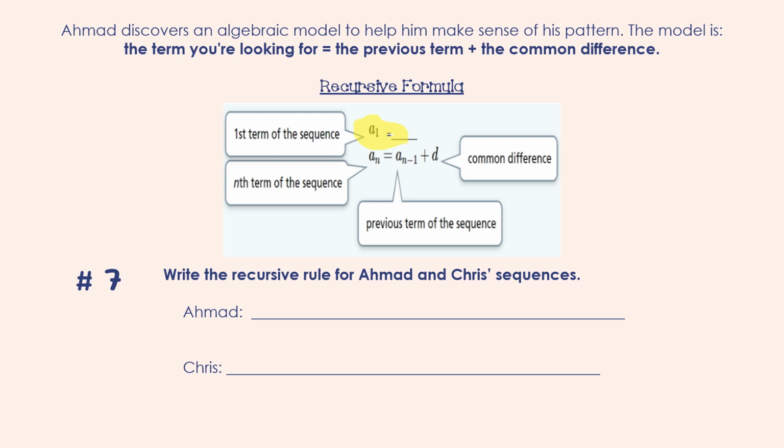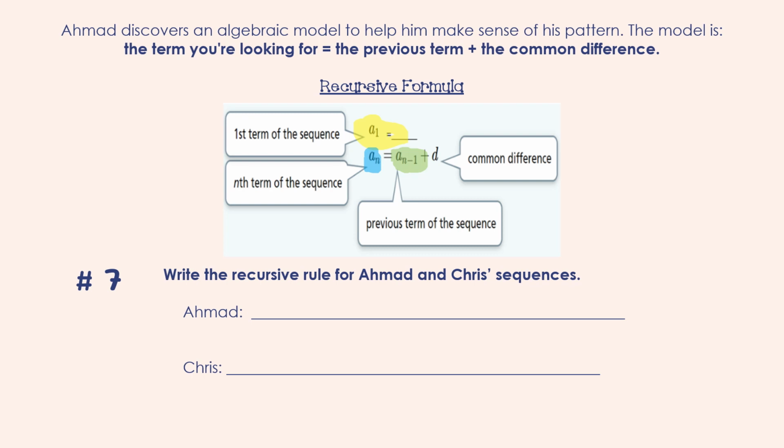The second part of the recursive formula is the actual pattern. And I know it looks kind of scary, but it's actually not too bad. So A sub n right here just means the nth term, any term in the sequence. So if it was A sub 50, that would mean the 50th term. Or if it said A sub 102, that'd be the 102nd term. The next part of that is A sub n minus 1. And that just means the previous term. So if you're looking for the 100th term, the previous term is the 99th term.